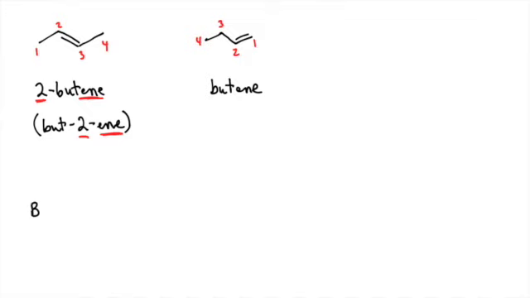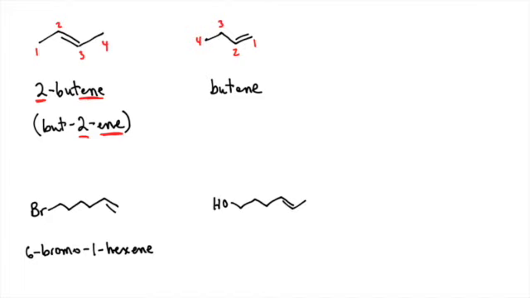So if we had the following structure, this would be a 6-bromo 1-hexene. In this structure would be a 5-methyl hex 4-ene 1-ol. And we say that the suffix is ol because that's the highest priority functional group in this molecule.